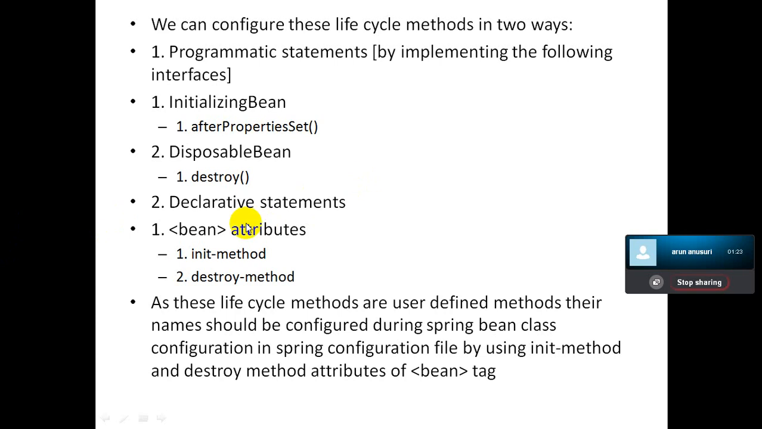So we have seen declarative statements. We have an example of how to use these things, but let us again have an overview. Using the bean attributes, init-method and destroy-method. As these lifecycle methods are user defined methods, their names should be configured during the Spring Bean class configuration in the Spring configuration file, using the init-method and destroy-method attributes of the bean tag.